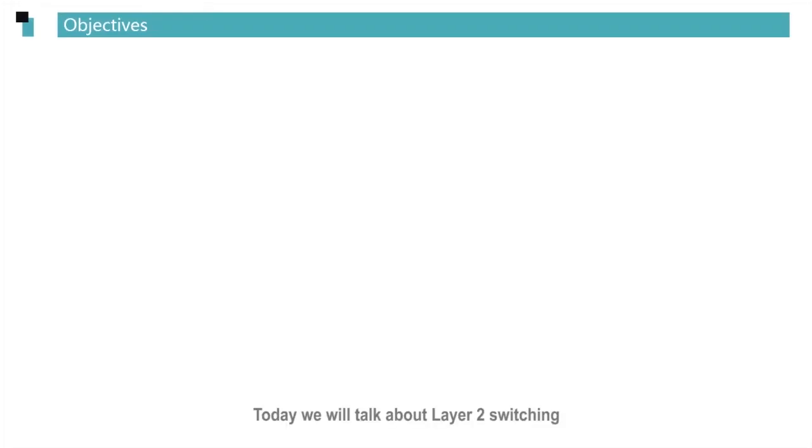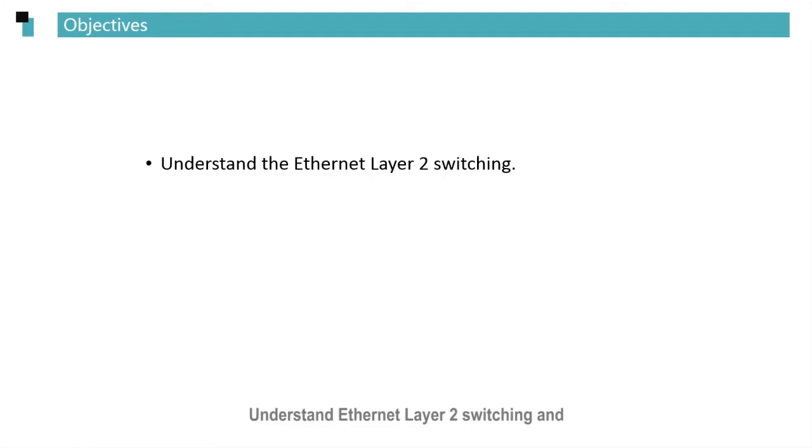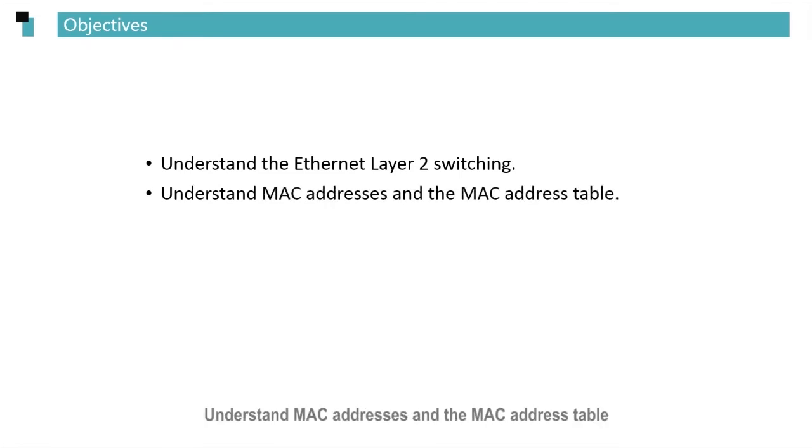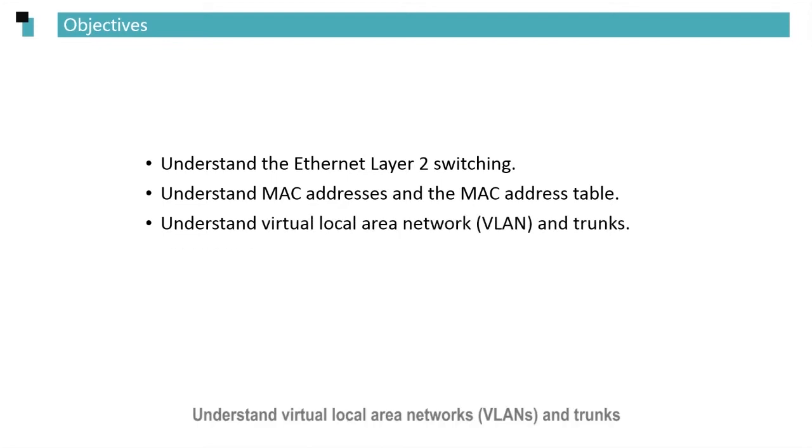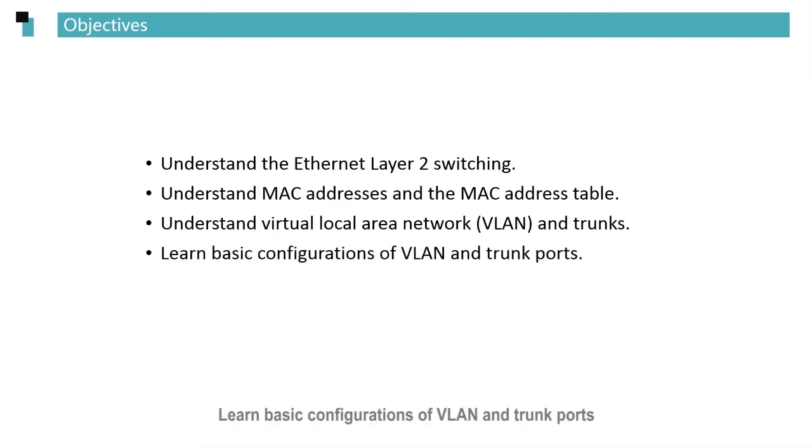Today we will talk about Layer 2 switching. I hope that after this session, you're able to understand Ethernet Layer 2 switching and how it differs from routing, understand MAC addresses and the MAC address table, as well as addressing and the position of a MAC address in an Ethernet data frame. Understand virtual local area networks, VLANs, and trunks. Learn basic configurations of VLAN and trunk ports.